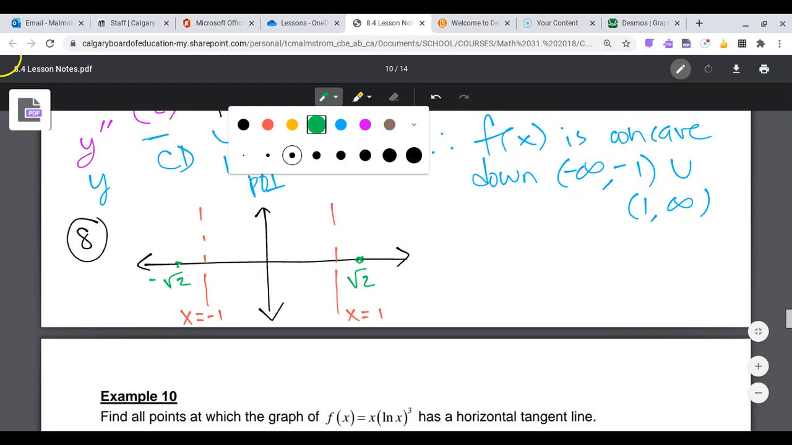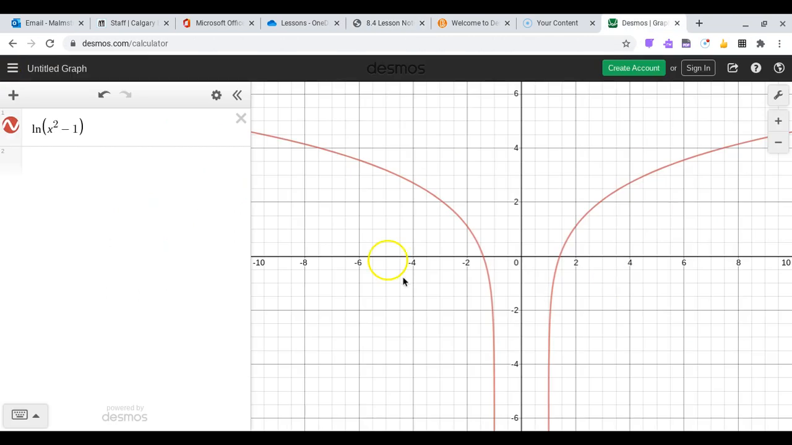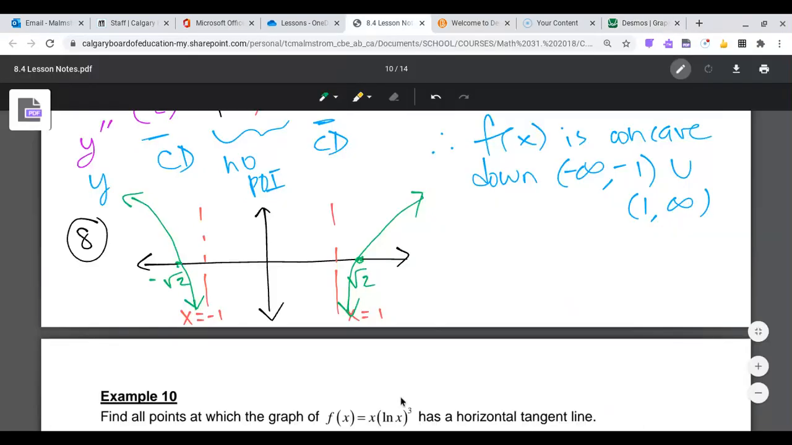And it is, let's stick with the green, going concave down on both sides. So you should see symmetry there. That's not the best symmetry for my graph. But you can always throw that into your graphing calculator and have a look. I threw it into Desmos just to make sure we got the right idea. And here it is, ln of x squared minus 1. So we nailed it. There it is.